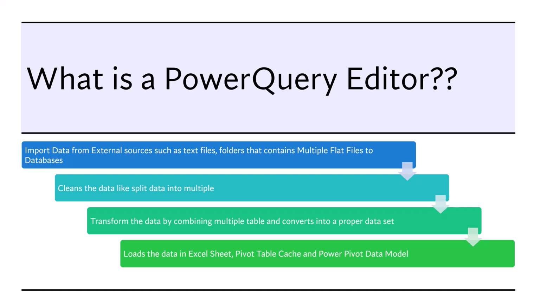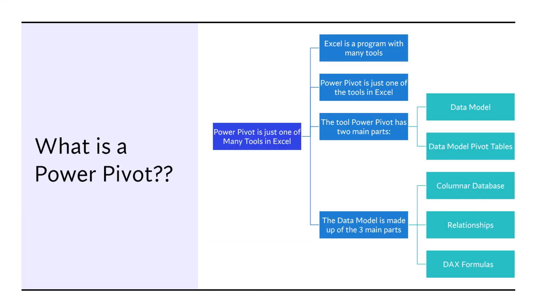Loading the data can be done very easily in an Excel sheet or in a data model, or you can create a pivot table cache and a Power Pivot data model if you want to. So when will you use a Power Pivot data model? Again, when my data sets are going to go bigger than normal.